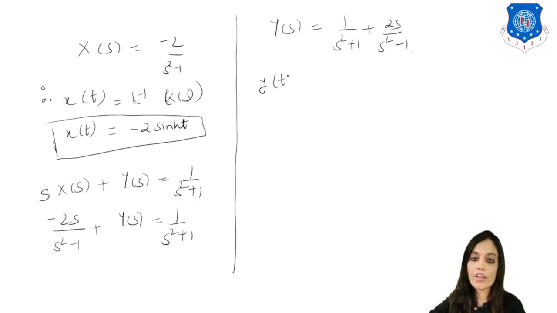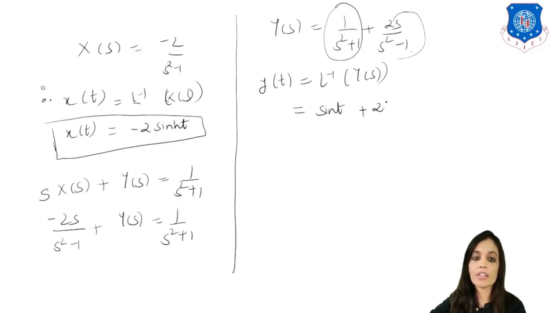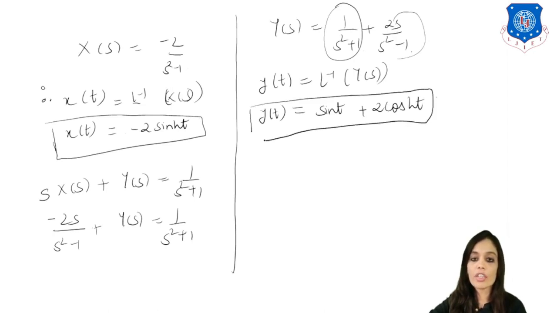Now just find y(t), that is Laplace inverse of Y(s). Just find the inverse of this. So the inverse of 1 upon s square plus 1 will be what? Sin t. Plus 2 will remain as it is. Inverse of s upon s square minus 1 will be cosh t, right? So this is our answer of y(t). So these two are the answers which are required.